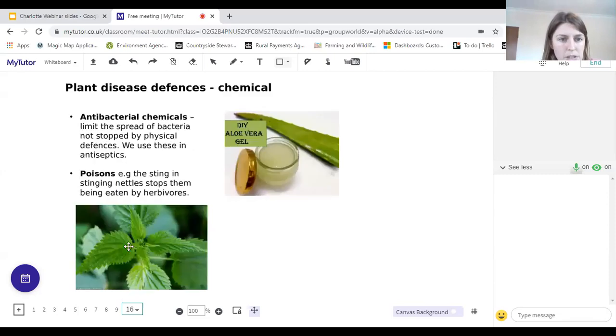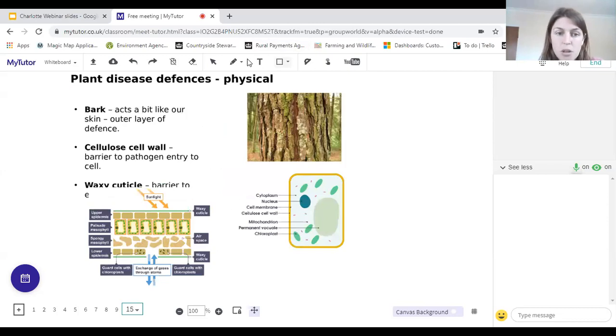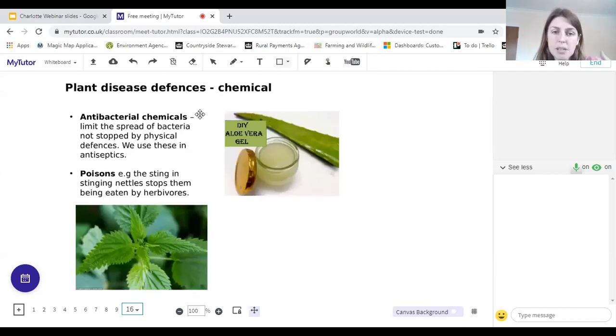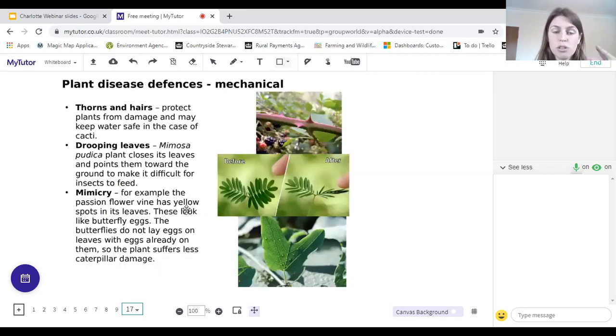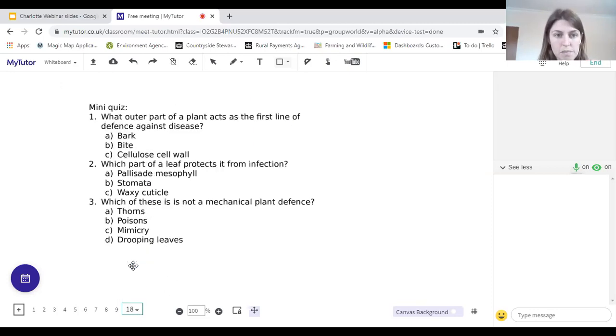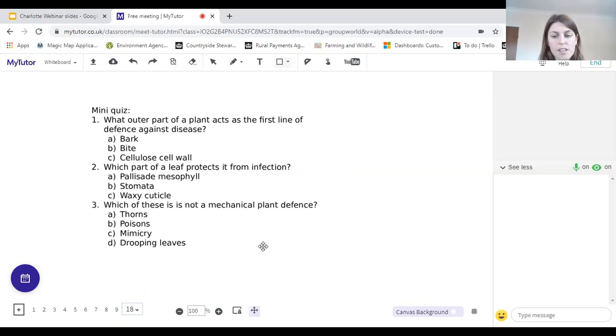So if we pop back through those 3 slides, here we learned about physical defenses, which was bark, cell wall, and waxy cuticle. And then we learned about chemical defenses, so antibacterial chemicals, such as those found in aloe vera, like antiseptics, and poisons. And then also mechanical defenses, so thorns and hairs, drooping leaves, and mimicry were 3 examples of mechanical defenses. Okay, any questions about that last section? Pop them in the Q&A box. I'll have a little scroll now, see what we can find.